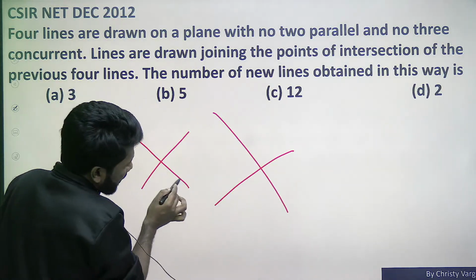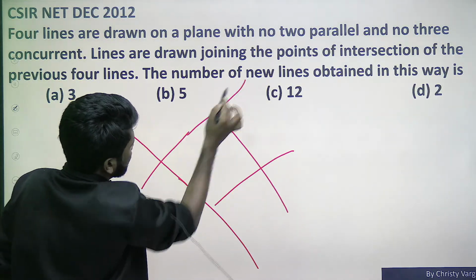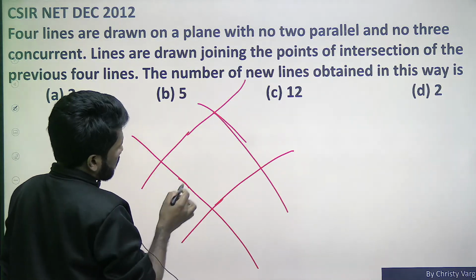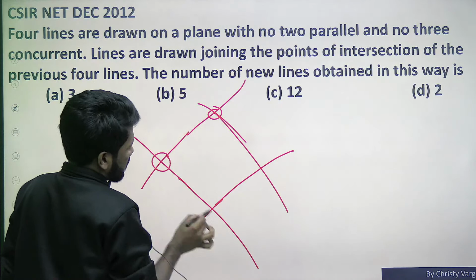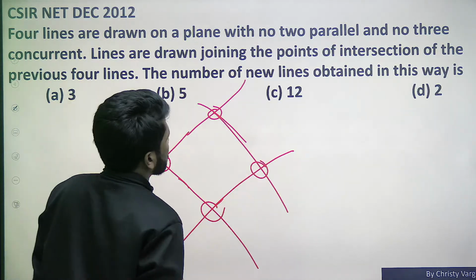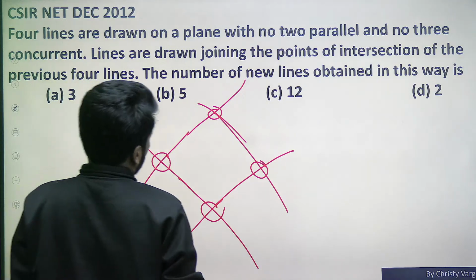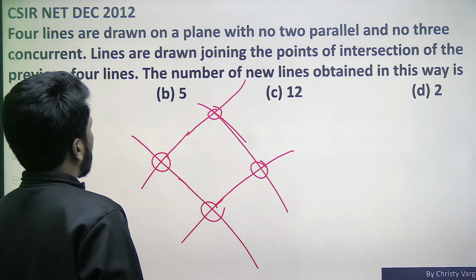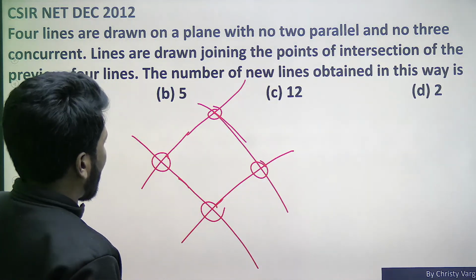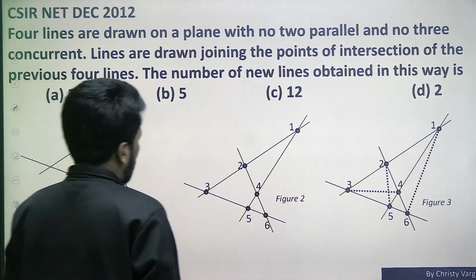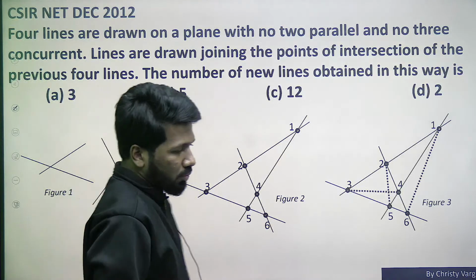So by extending this, you need to create points of intersection. Points of intersection means this, this, this, this. And by joining them, you are forming lines. Then how many lines can be drawn? So I will show you the image I have drawn so that it will be more clear to understand.